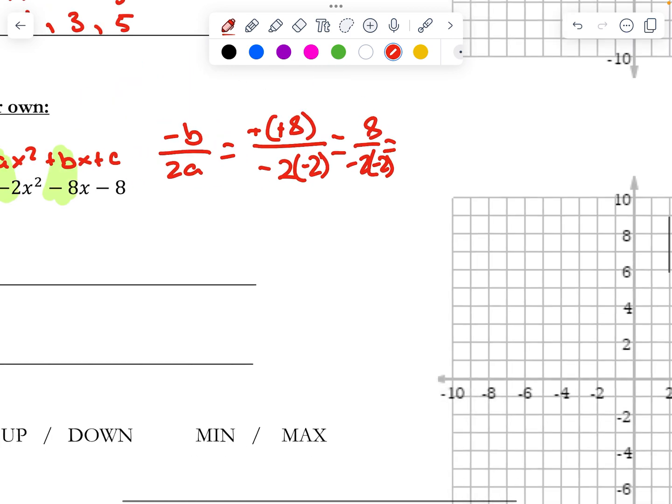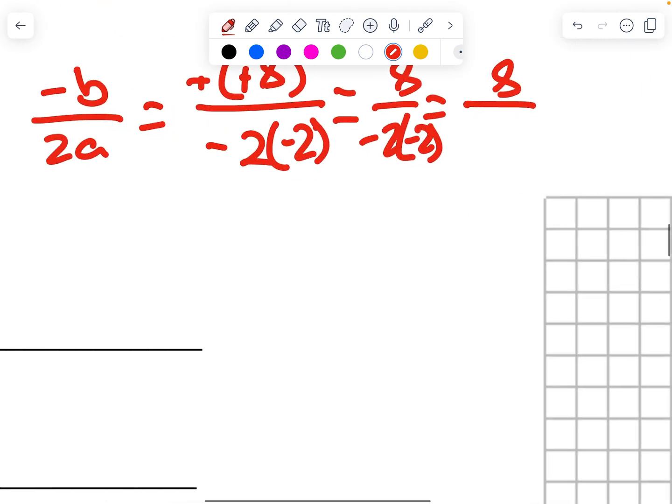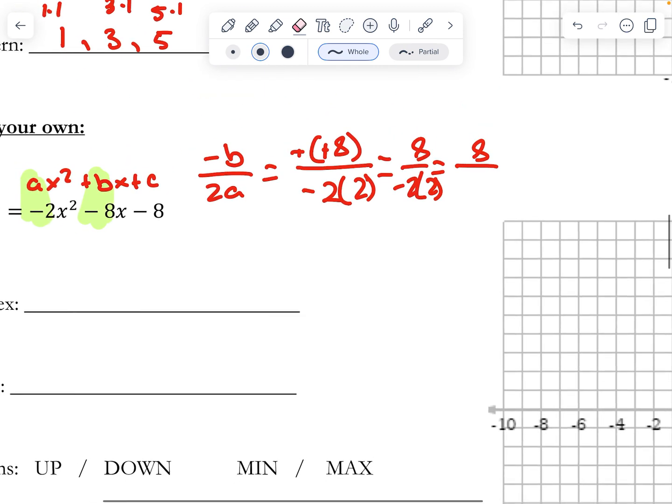See, mistakes even happen to teachers. So 8 over negative 2, and this shouldn't be again 2, and here, in my panic, I did this, right? This is 2a, but let's go ahead and fix those.